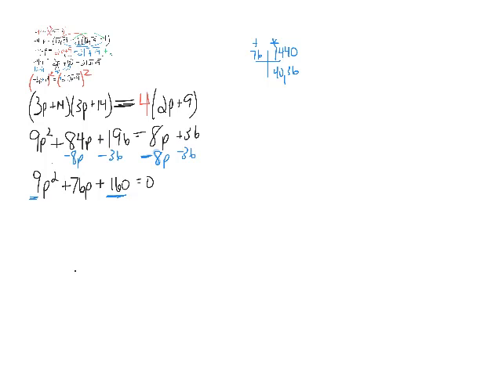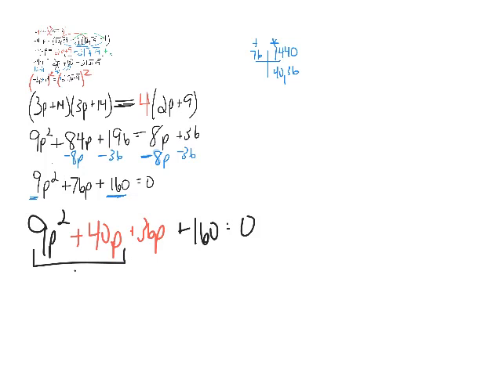So we've got 9p squared. We are going to split the middle term into 40p plus 36p. Okay. So then we still have our plus 160, that equals a 0.